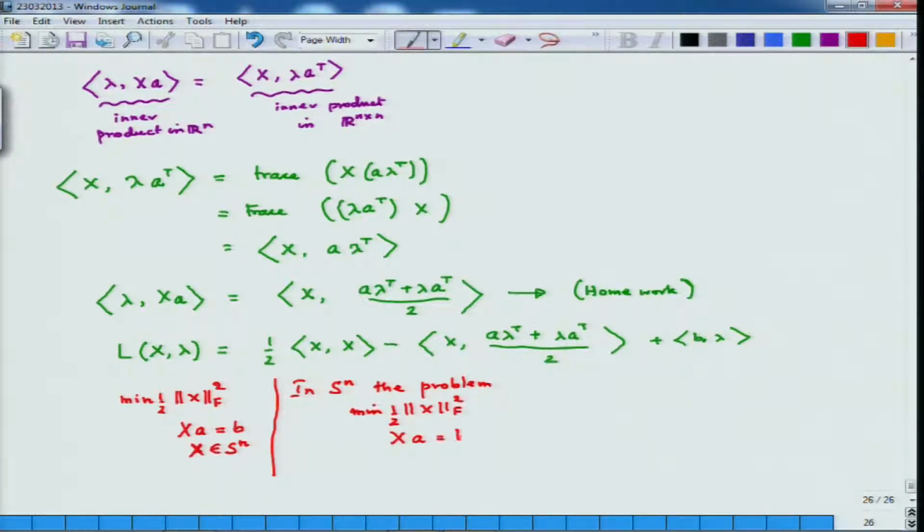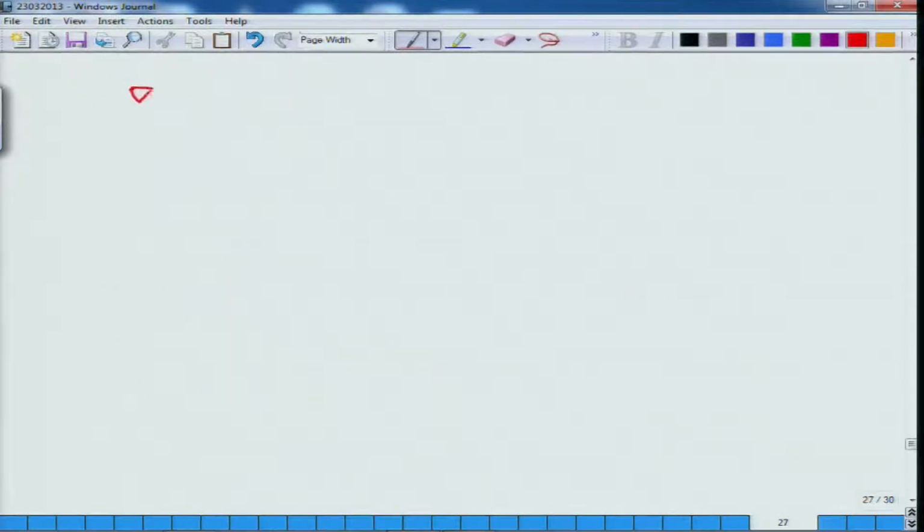That is my problem, and on this I can now apply the Karush-Kuhn-Tucker conditions by taking the gradient of the Lagrangian. You take the gradient of the Lagrangian and equate it to 0. The Lagrangian is now written like this, and that would give you x minus a lambda transpose plus lambda a transpose.